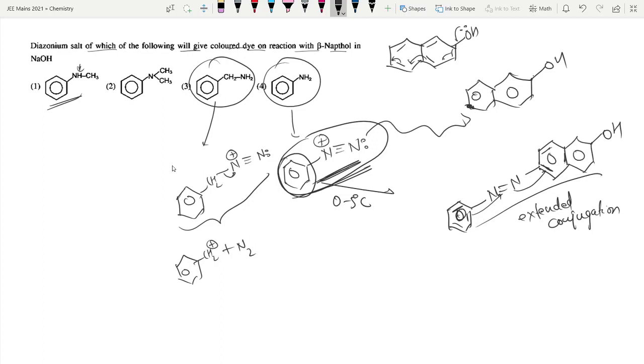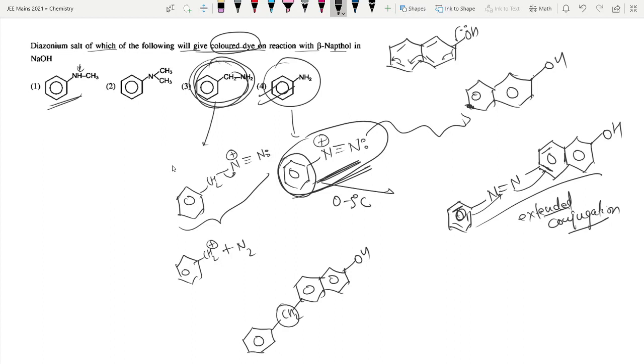If you want to know about extended conjugation and what dyes are, I have a video on my channel about the phenolphthalein molecule, and in that I explain how extended conjugation can result in color. So you get a colored dye with this one, not with the other, because that will very easily dissociate into CH2 positive, and if the CH2 positive gets attached to the beta naphthol, that is also an electrophile, fine, but that will give you this CH2, and you wouldn't get any extended conjugation with this CH2 in here.